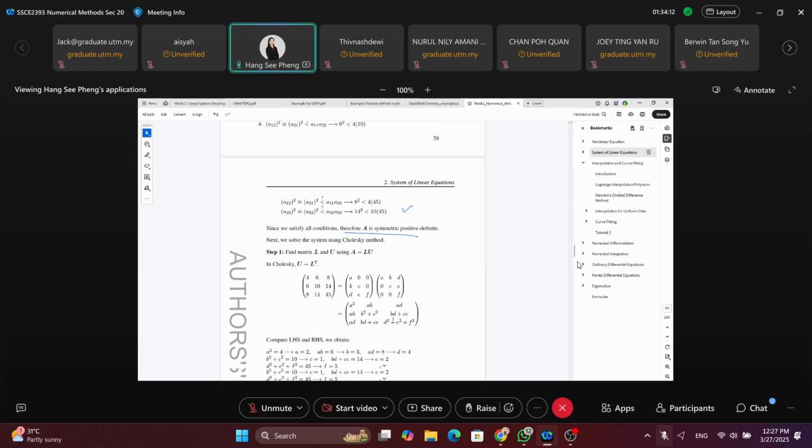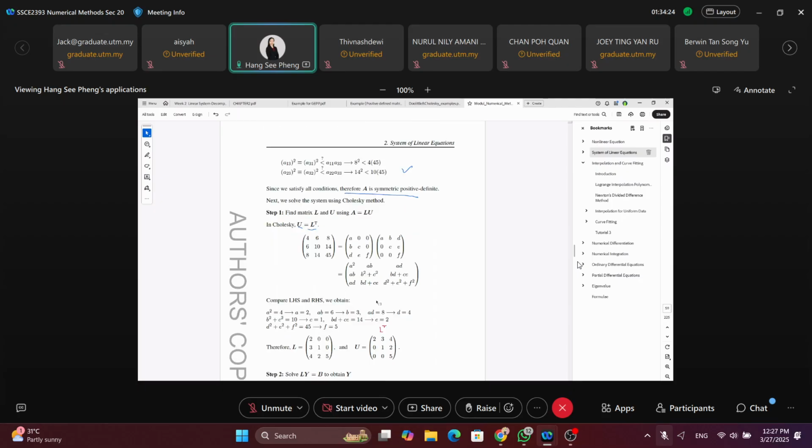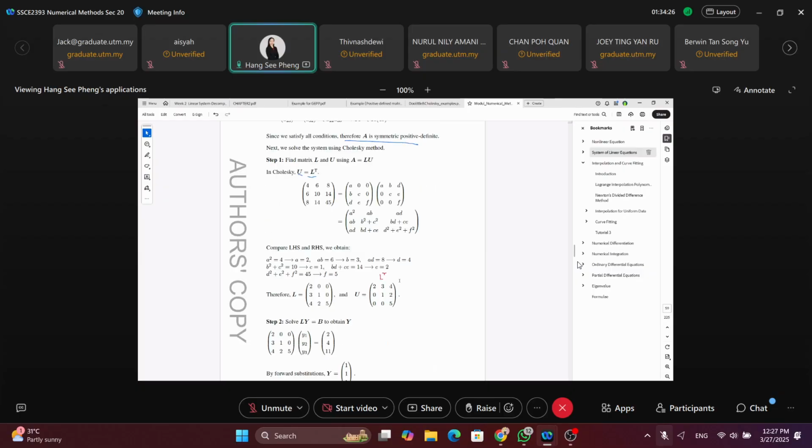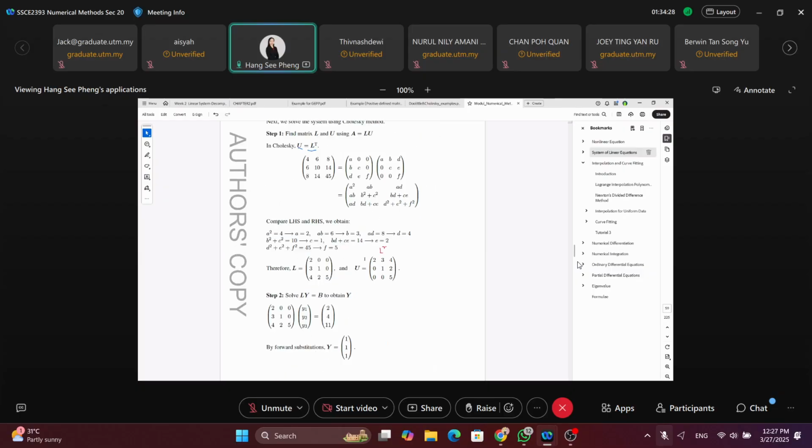Okay, then we proceed to A equals LU. And we know that for Cholesky, this U should be the transpose of the matrix L. Write it into this form, and now we solve for it. Step 1 is to find out what L and U are first.